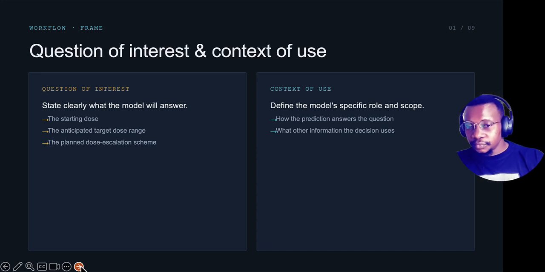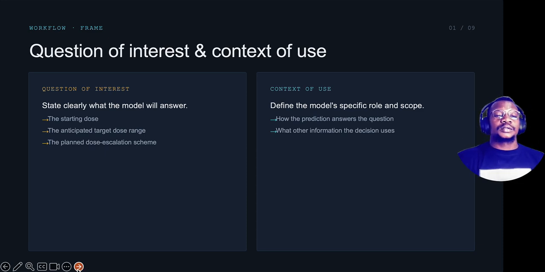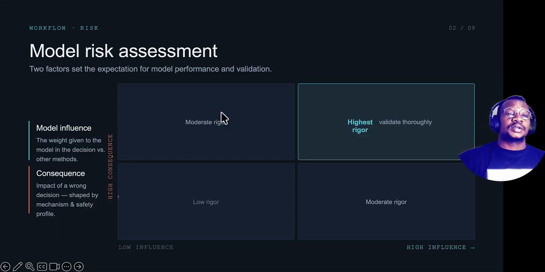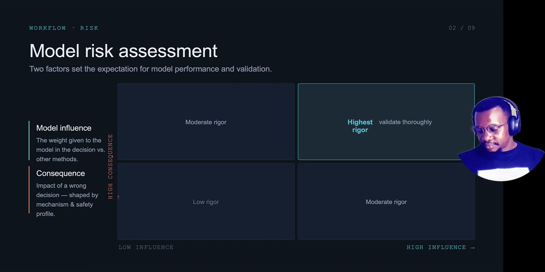We also have the model risk assessment. Let's just look at it. We have the model influence and consequence. Under model influence, what are we talking about? The intended weight of the model outcomes in decision making. That is the weight given to the model in the decision versus other methods.